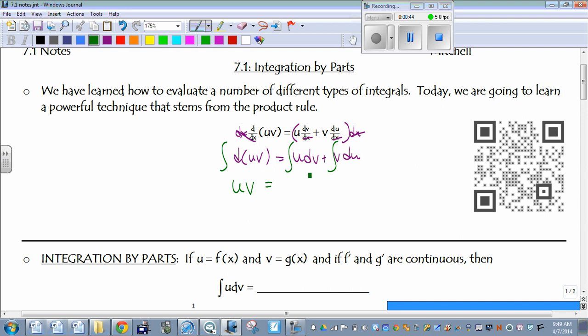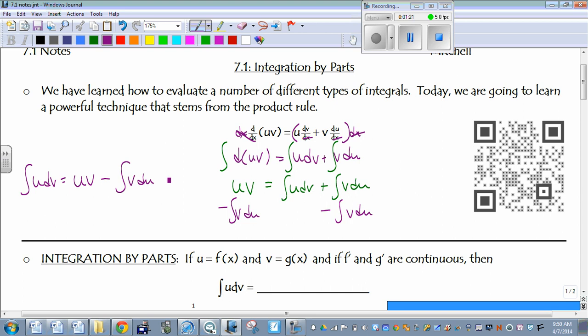For this over here, we can't really do anything to simplify these. We just have antiderivative u dv plus antiderivative v du. So what I'm actually going to do here is solve for this first integral, u times dv. I'm going to subtract the antiderivative of v du. And that's going to leave us with our formula for integration by parts: antiderivative of u dv is equal to uv minus antiderivative of v du.